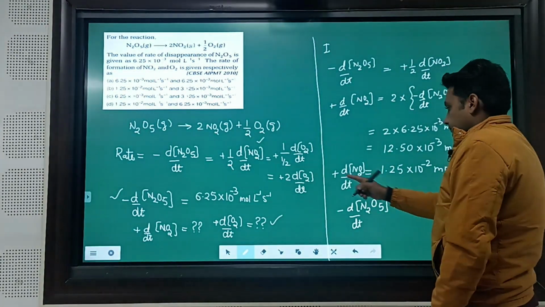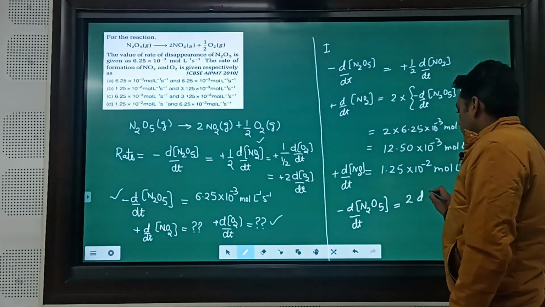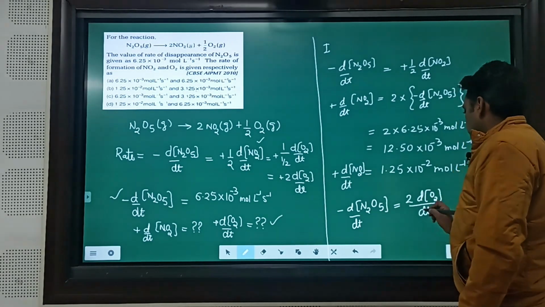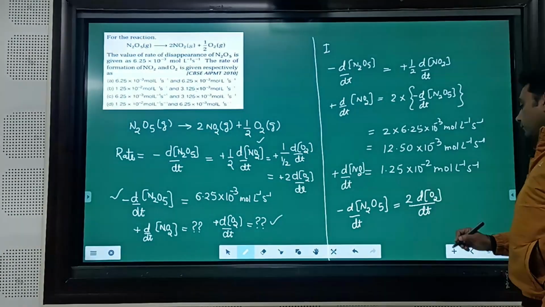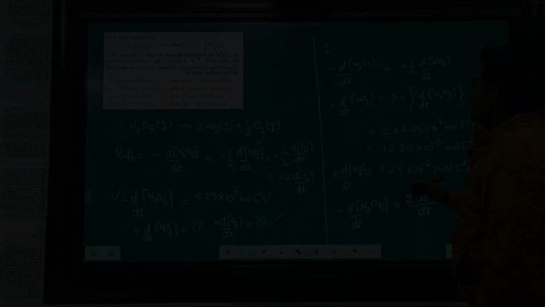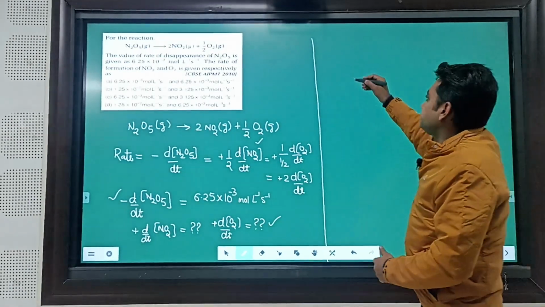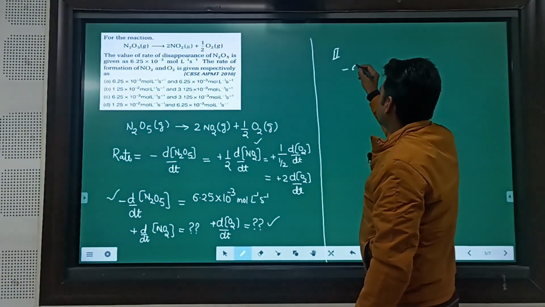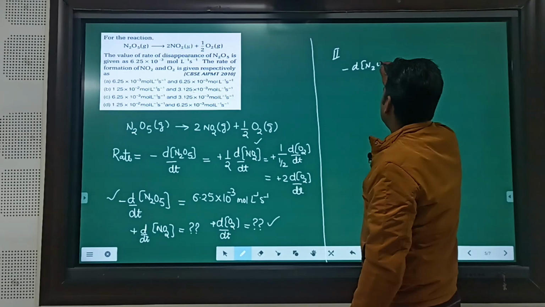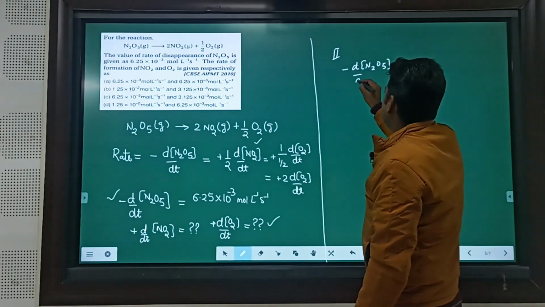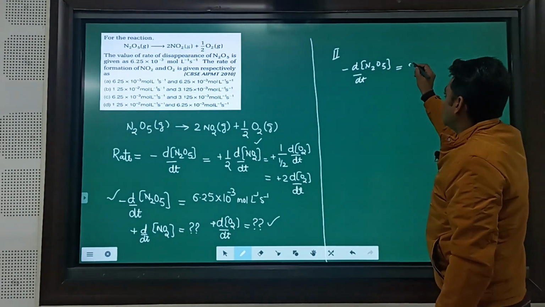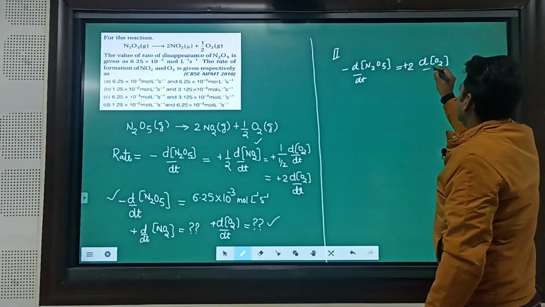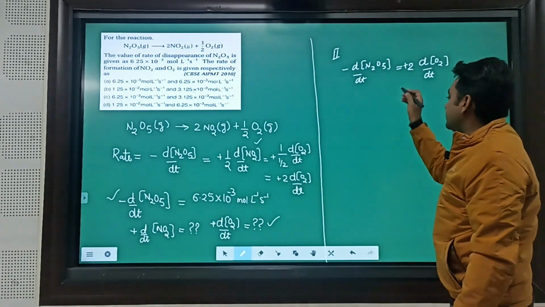is equal to twice of dO2 by dt. So that is the simple result. We have to rearrange this relationship. So on the second part is to find out the value of this one. So minus disappearance of the N2O5 by dt is equal to twice of O2 by dt. So just rearrange this equation.